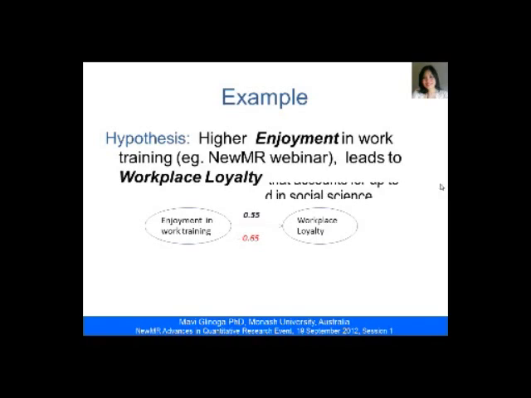So your boss is right that you really should go and do this training, this NewMR webinar, because it increases your workplace loyalty. Not only that, you get your time off and you can sit back and have your cup of coffee and donut in this lovely afternoon. So there you go, increases your workplace loyalty. So that's why some bosses might feel to encourage their staff to do so.